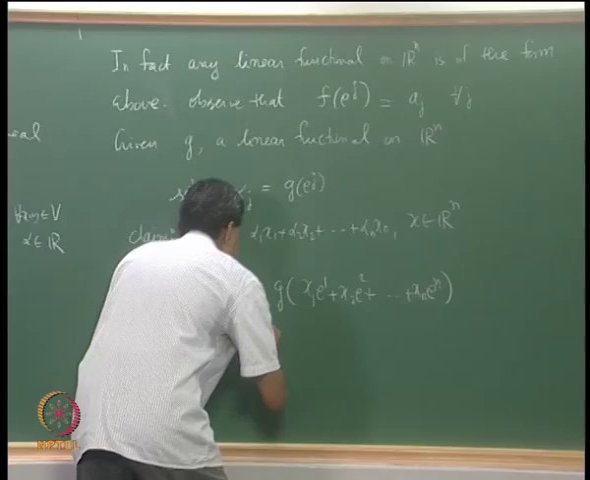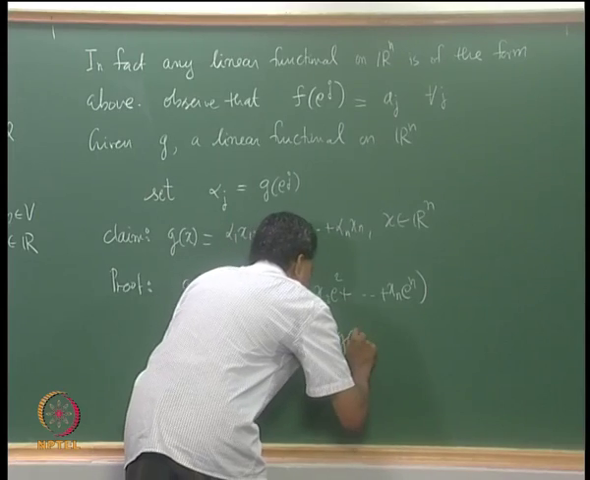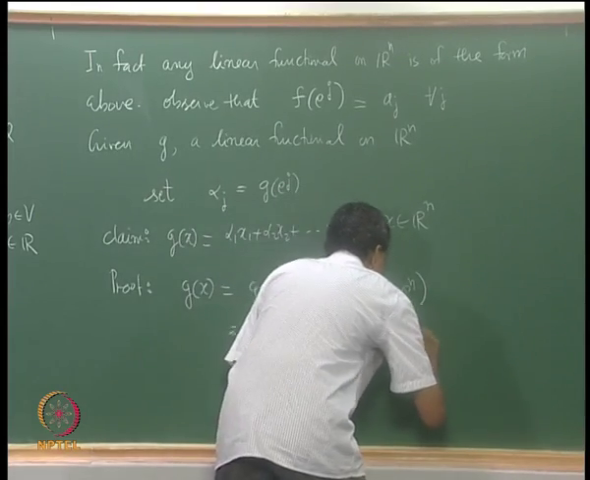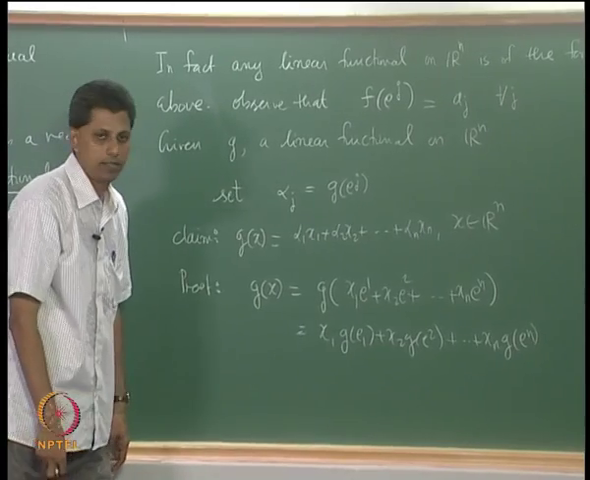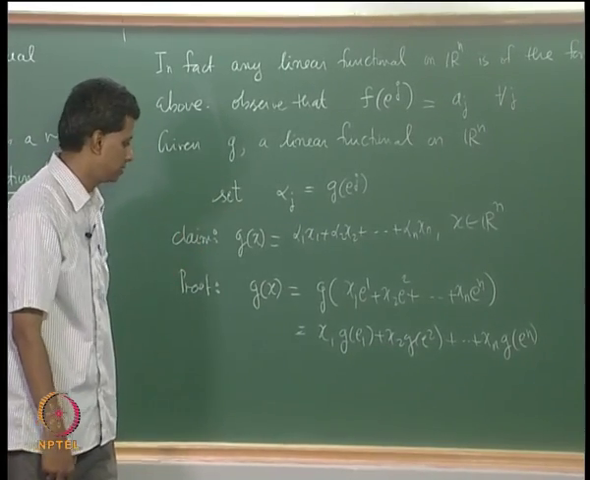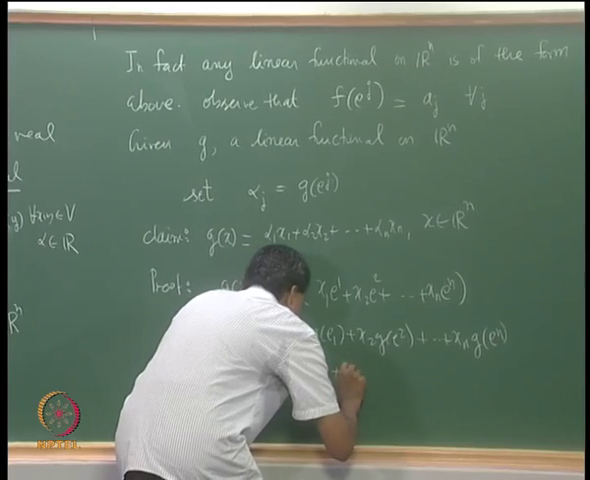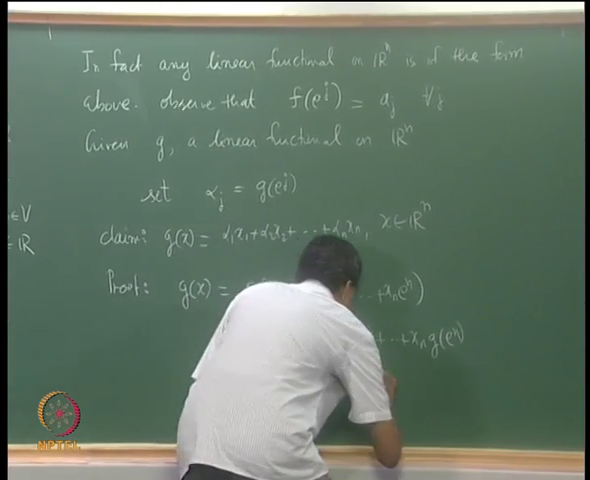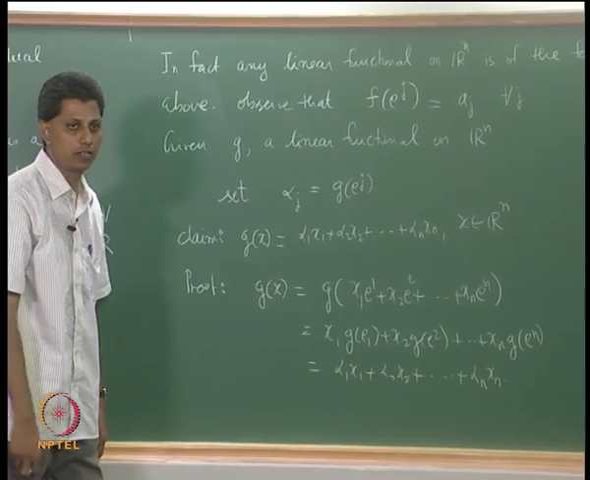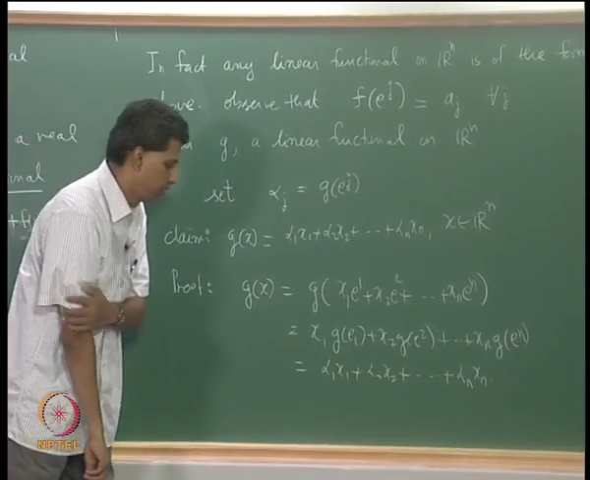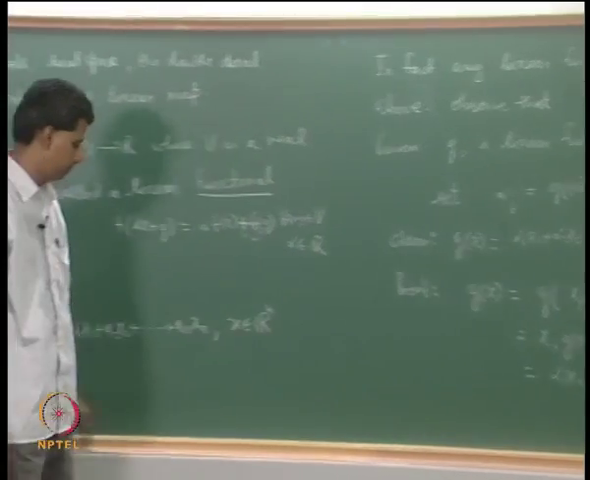g is linear, so this is x1 g of e1 plus x2 g of e2 etcetera plus xn g of en. Now, I will take these numbers and replace g of ej by these numbers alpha j. So, this is alpha 1 x1 plus alpha 2 x2 plus etcetera plus alpha n xn. So, I have proved what I wanted. g of x for me is alpha 1 x1 plus alpha 2 x2 etcetera alpha n xn. So, g of x has this form.